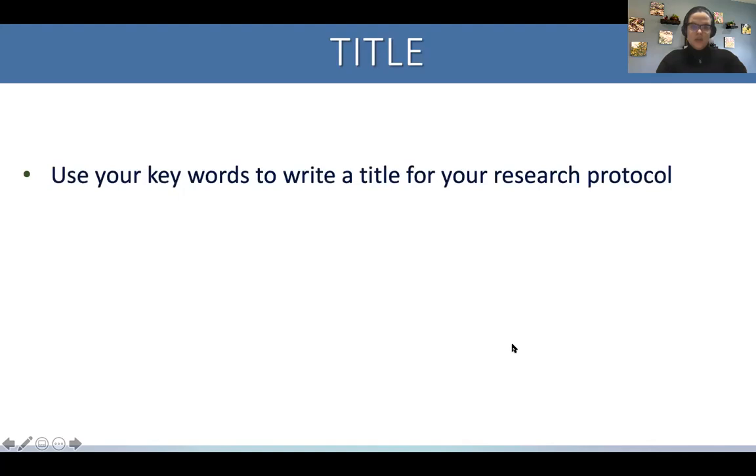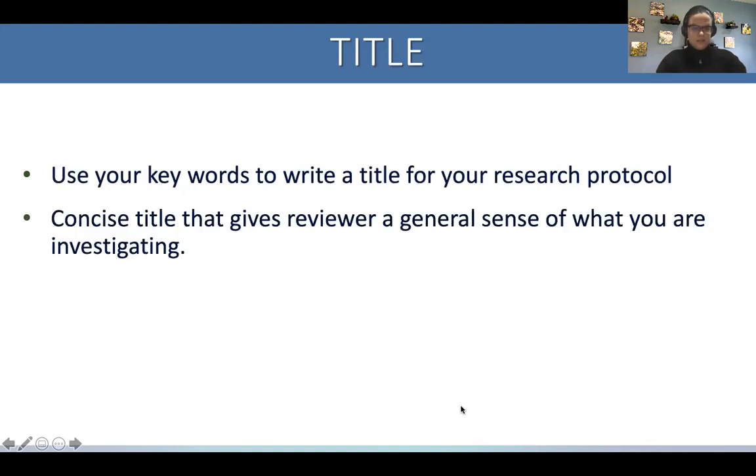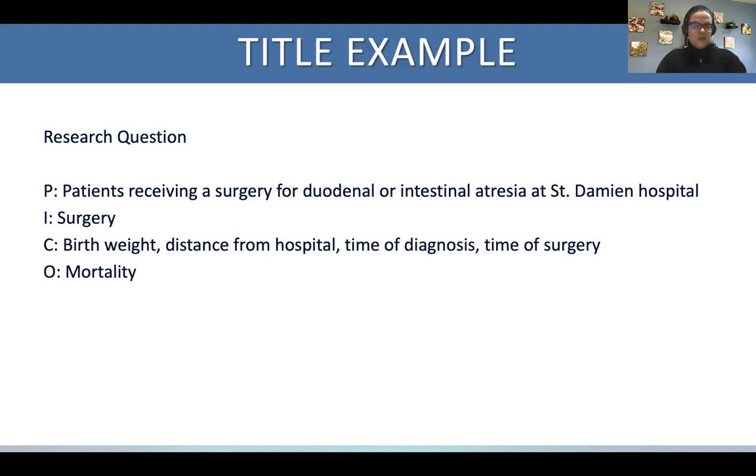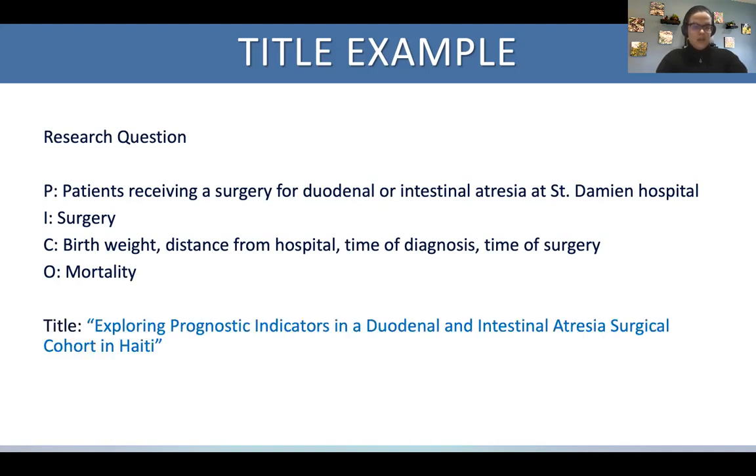Next, you want to think about the title of your research project. You can use your keywords to write a title for your research protocol. These titles should be concise and give the reviewer a general sense of what you are investigating. So when we think about the research question, looking at what affects mortality for patients receiving a surgery for duodenal or intestinal atresia at St. Damien Hospital, our title could be Exploring Prognostic Indicators in a Duodenal and Intestinal Atresia Surgical Cohort in Haiti. And you can see that we use 2 to 3 of the keywords that we've already designated in the prior slides.